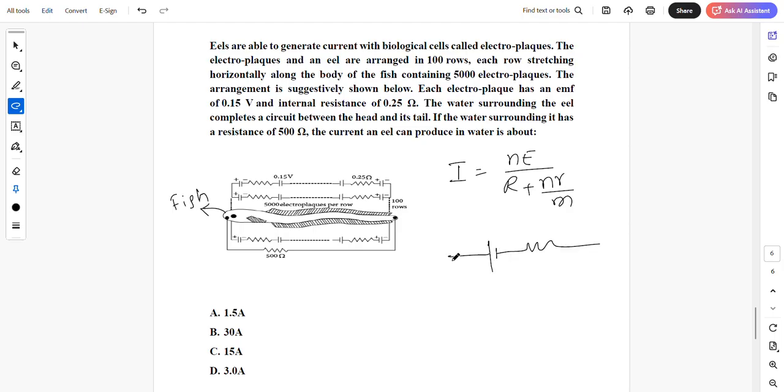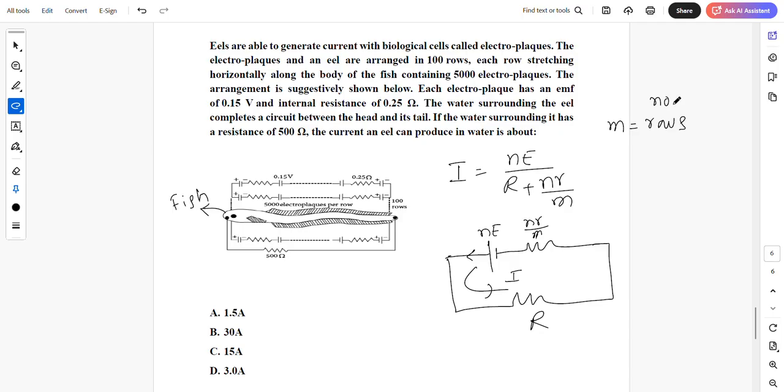I will write that one so that you can remember it. This is current I, flowing like this. This is nE, and this is nr by m. Here m is the number of rows, and n is the number of cells in each row.